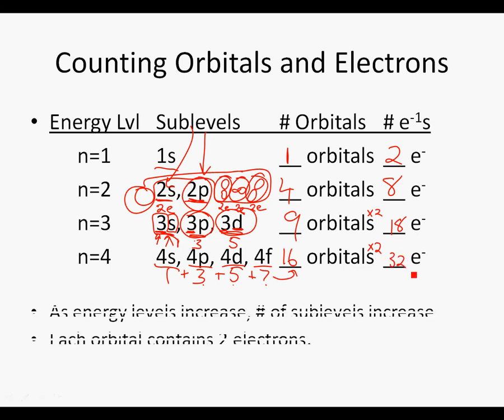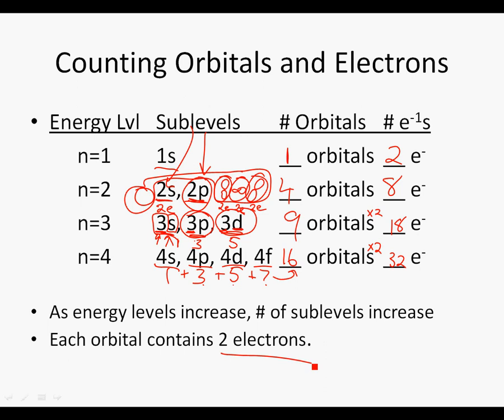Now you can keep doing this math up and up on the periodic table. As the energy levels increase, the number of sublevels increase. Notice the first energy level only fit an s, the second fit an s and a p, the third fit an s, p, d, and the fourth fit an s, p, d, and an f. The fifth energy level, you can fit s, p, d, f again, and also g, but g's don't exist on the periodic table. Don't need to worry about that. And every orbital, again, contains 2 electrons.